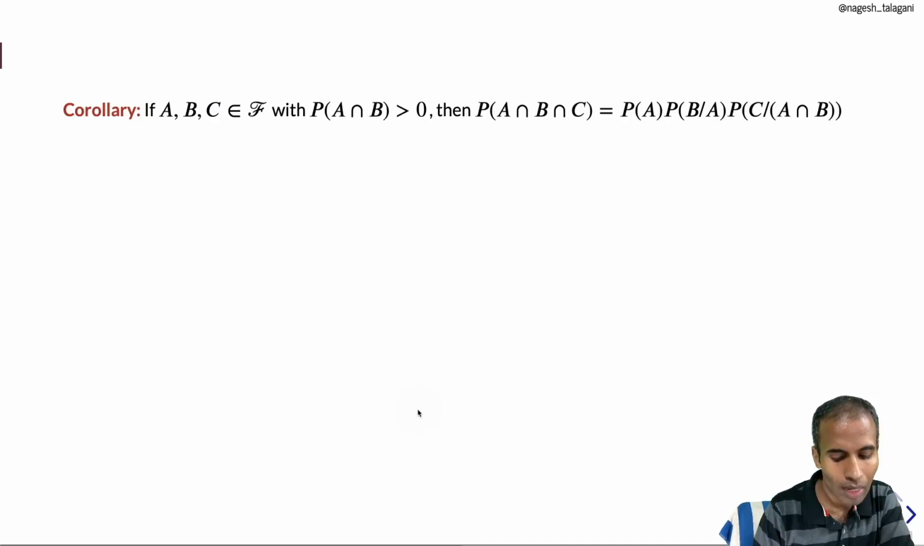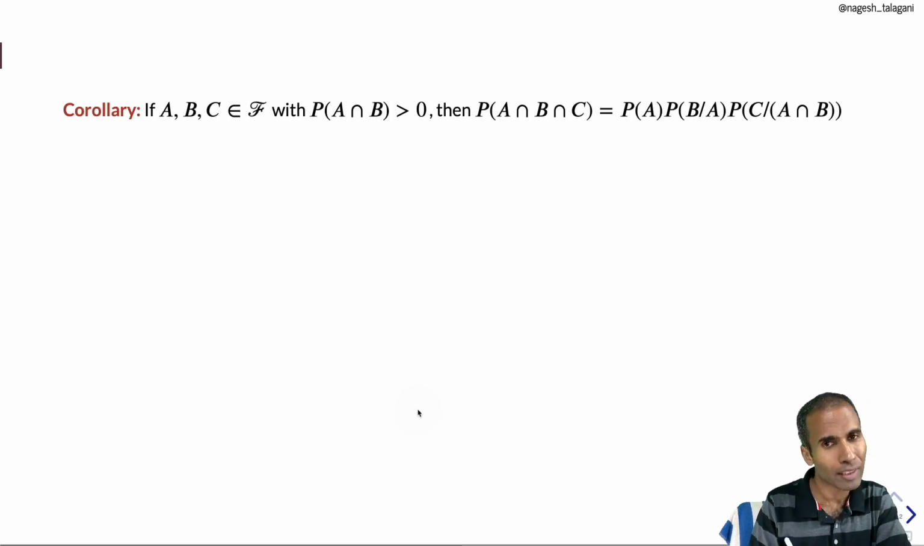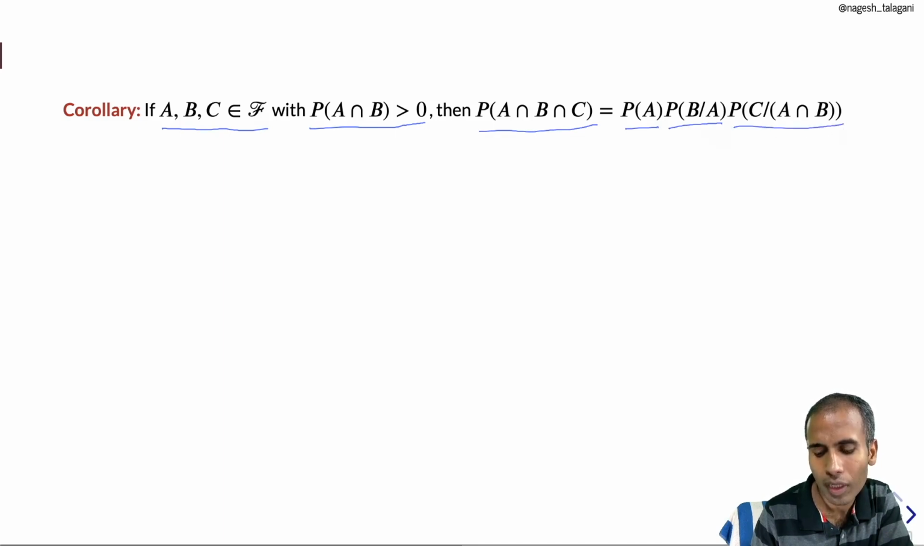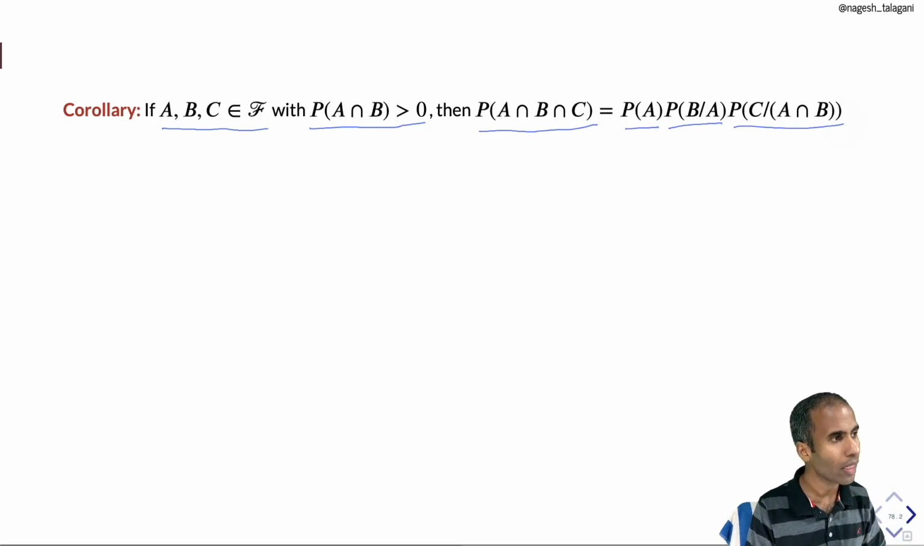Next. Corollary. This is going to be the multiplication theorem for three events. In the previous theorem, we considered the multiplication theorem for two events. This actually follows from the previous theorem. Okay. Here is the statement. If A, B, C are three events in the event space with probability of A intersection B positive, then probability of A intersection B intersection C equals probability of A times probability of B given A times probability of C given A intersection B.